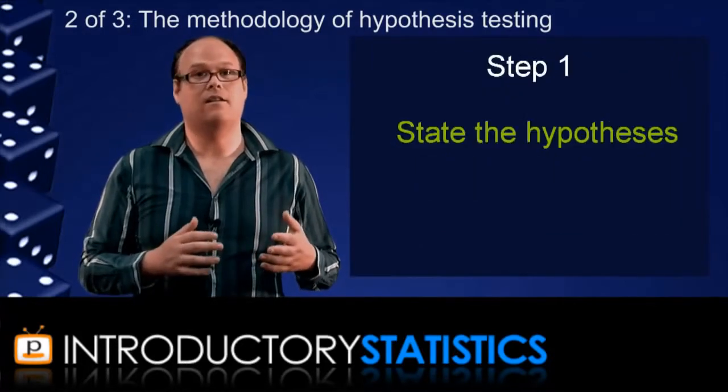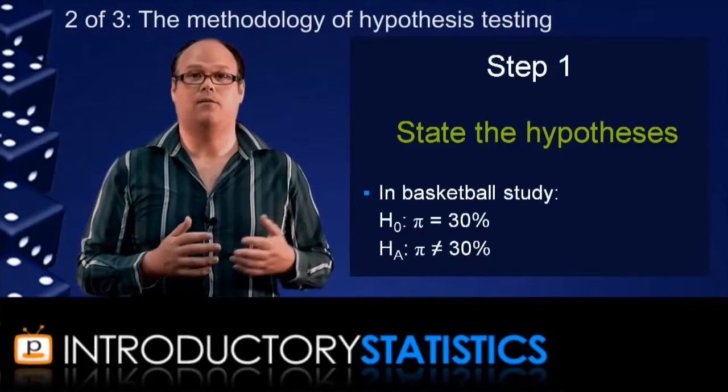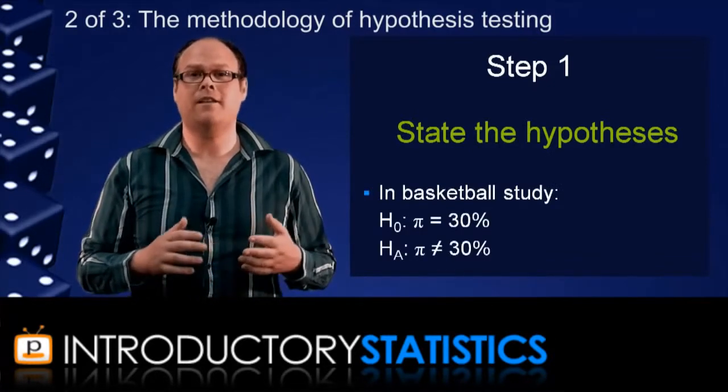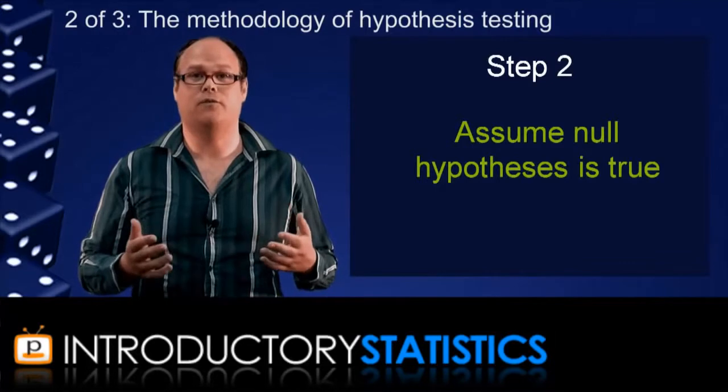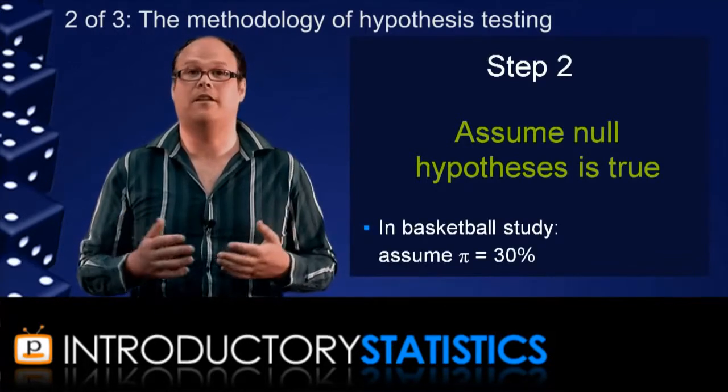First, we state the null and alternative hypotheses. In the basketball study, these were the hypotheses. Next, we assume that the null hypothesis is true. So we assume that the proportion of fans that are female is 30%.